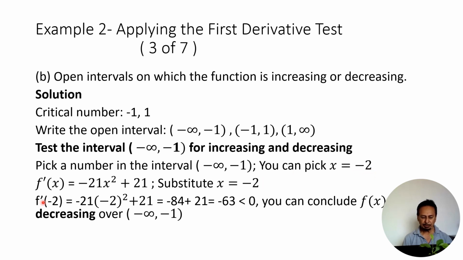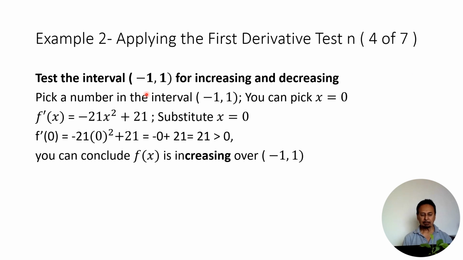And we substitute in the first derivative, which is f prime of x equal to minus 21x squared plus 21. So we substitute x equal to negative 2. This becomes f prime of negative 2 equal to negative 21 times negative 2 squared plus 21. So this is 4 positive times negative 21, negative 84 plus 21 gives you negative 63, less than 0. So we can conclude that f of x is decreasing over this interval, negative infinity to minus 1.